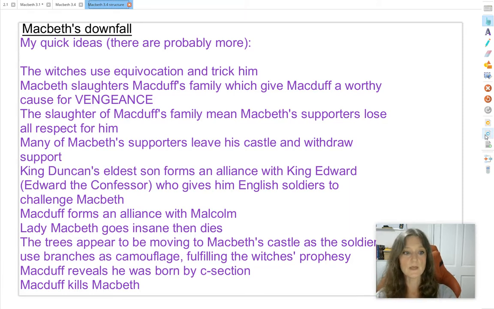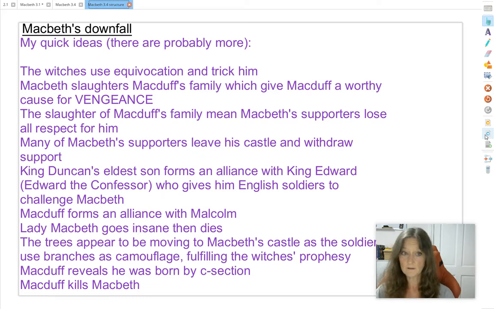But what this also means is many people who have supported Macbeth up to this point within the plot, within the narrative, they're going to lose all respect for him. And as we see really clearly in the Polanski version of the film, many of Macbeth's supporters desert him. They leave his castle and they withdraw support. Maybe they go and join Macduff, maybe they just get to safety somewhere in Scotland.